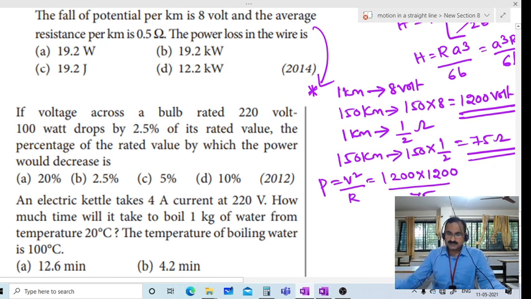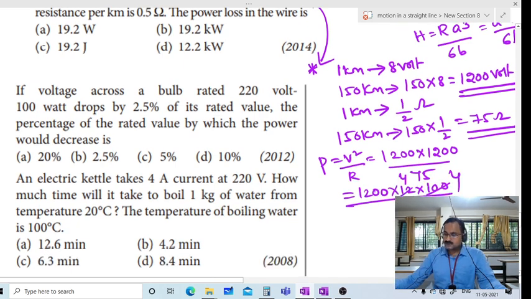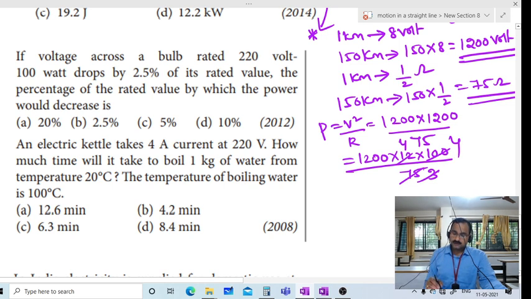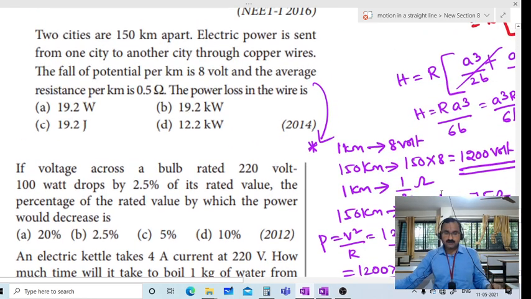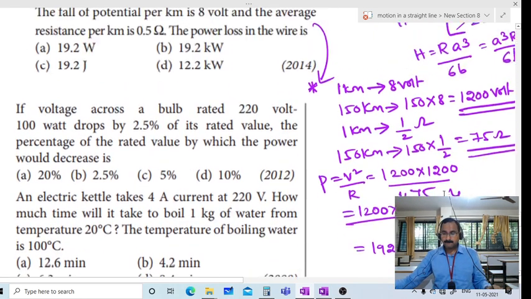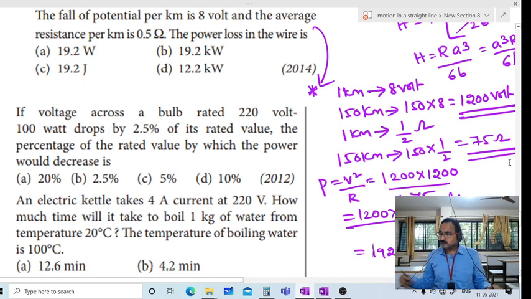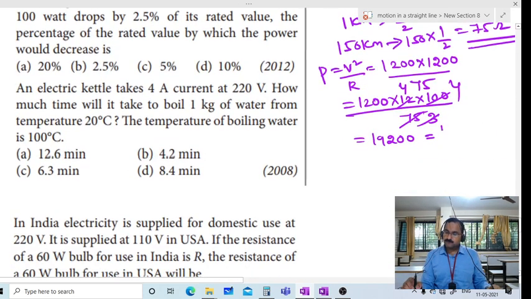So how much cancellation will happen here? Suppose I write 1200 in this way: 1200 into 12 into 100 divided by 75. 25 3 times, 25 4 times, 3 4 times. 4 4s are 16, 16 into 12 is 192. So how are we writing 192 there? 19.2 kilowatt only.